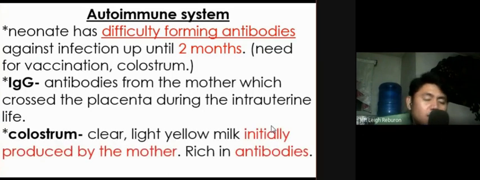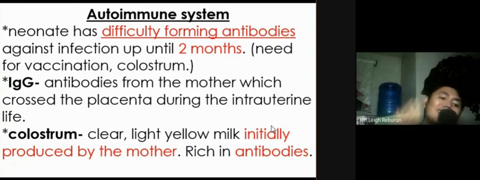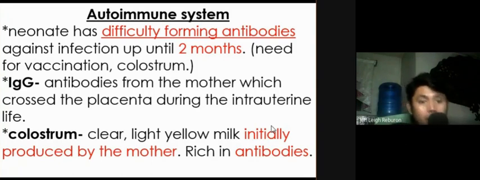Alright. Next, we also have what we call colostrum. Pag sinabi po natin colostrum, these are clear, light yellow milk which is initially produced by the mother. In simple terms, ito po yung unang gatas na inilalabas ng nanay. And the colostrum is rich in antibodies which will also protect the neonate on the first 2 months of life. Di ba? So habang hinihintay pa yung mga ibang vaccination, protected na po ng nanay yung kanyang baby kahit nahihirapan pa si baby na mag-form ng kanyang antibodies.